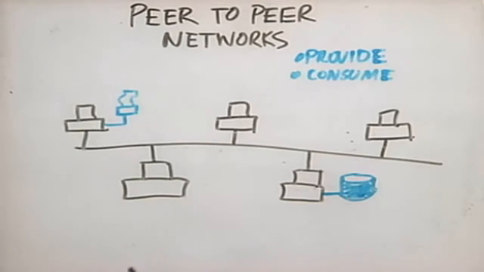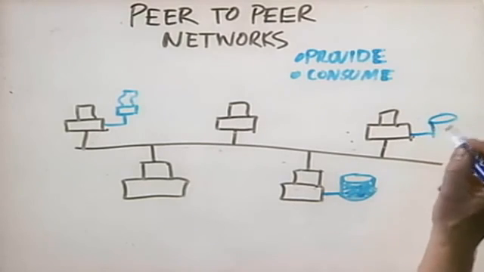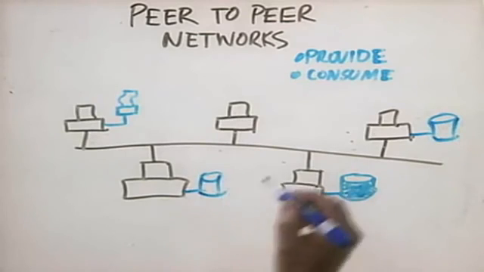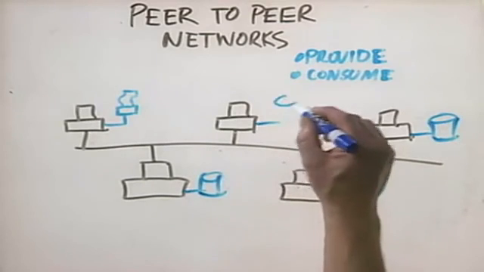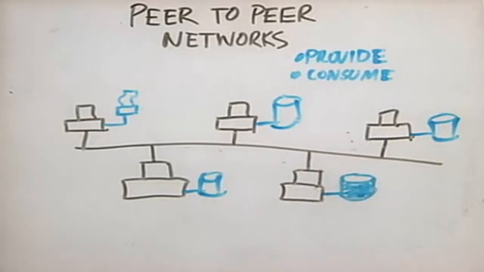Another problem is the fact that when you have a peer-to-peer network, there's no real centralized place to save files. We could have storage on this system. We could have maybe some other shared storage on this system. Maybe some other shared storage on this system. Maybe even some over here on this system. When it comes time to back up and protect critical company data, you've got to go to each one of these hosts and back up their data.